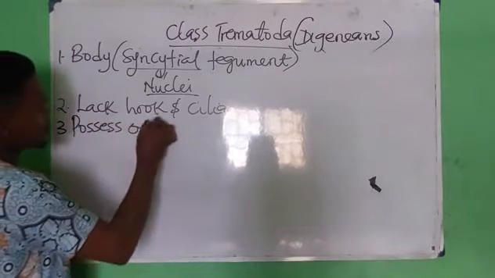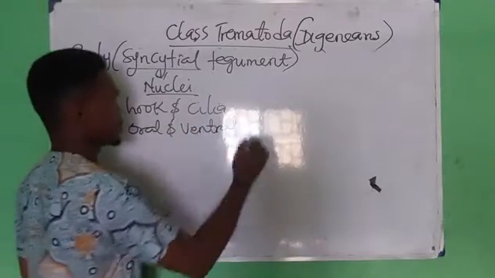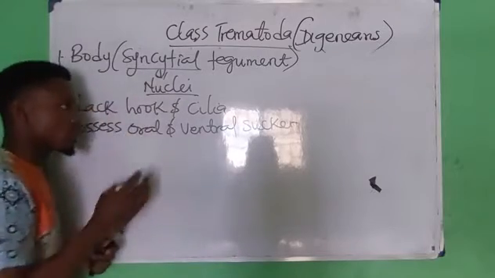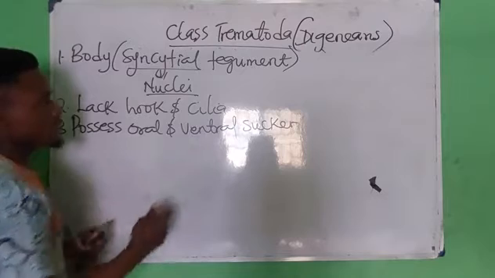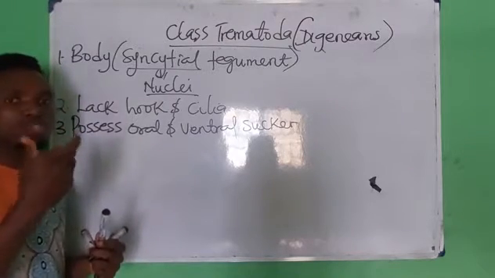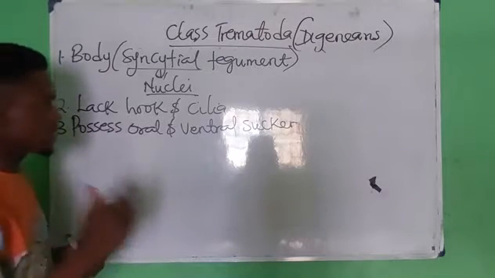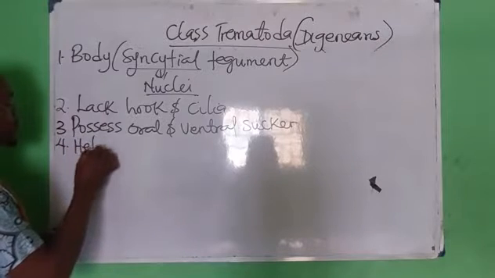Number 3, the trematodes possess oral and ventral suckers. Alright, they possess suckers and they lack hooks. And of course, the suckers are made for what? Feeding. Alright, they help in sucking nutrients from the host in which they are found. Take note of that.